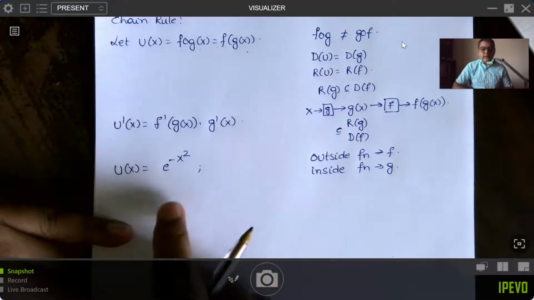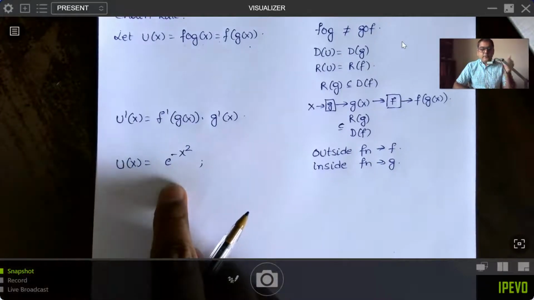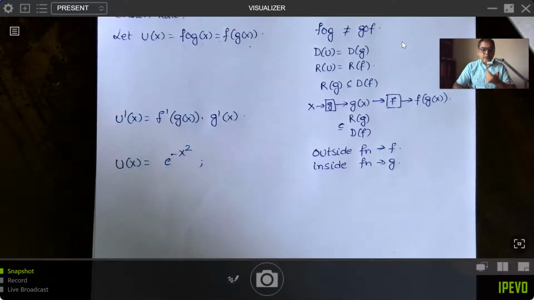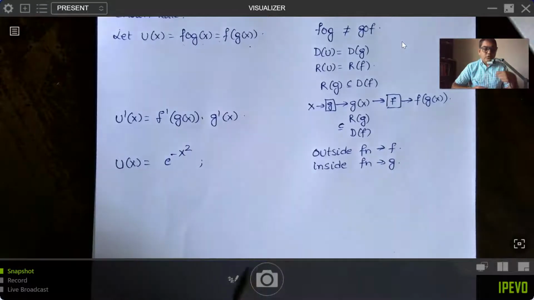Now it is very clear that you cannot use the power rule of differentiation for this function. You cannot use the sum rule, you cannot use the difference rule, you cannot use the product rule, you cannot use the quotient rule. And if you want to find the derivative of the function u using the limit definition, it takes a very long time. So it gets complicated as well.